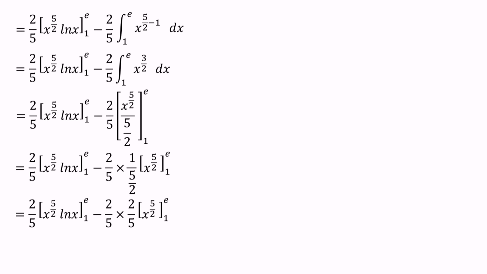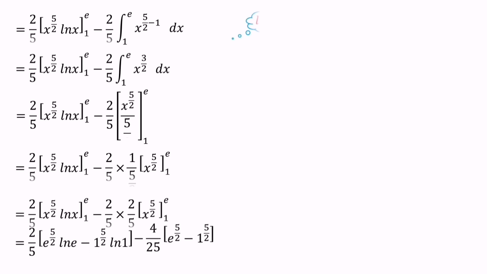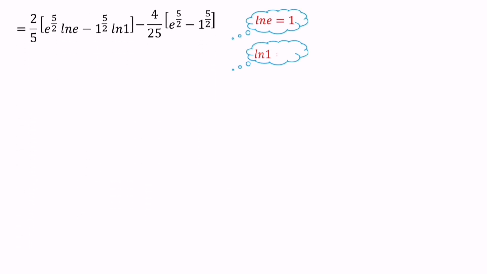First one, x to the power of 5 over 2 times ln x, upper limit e minus lower limit 1. Second one, x to the power of 5 over 2, upper limit e minus lower limit 1. ln e value equals 1. ln 1 value equals 0. 1 to the power of 5 over 2 equals 1.